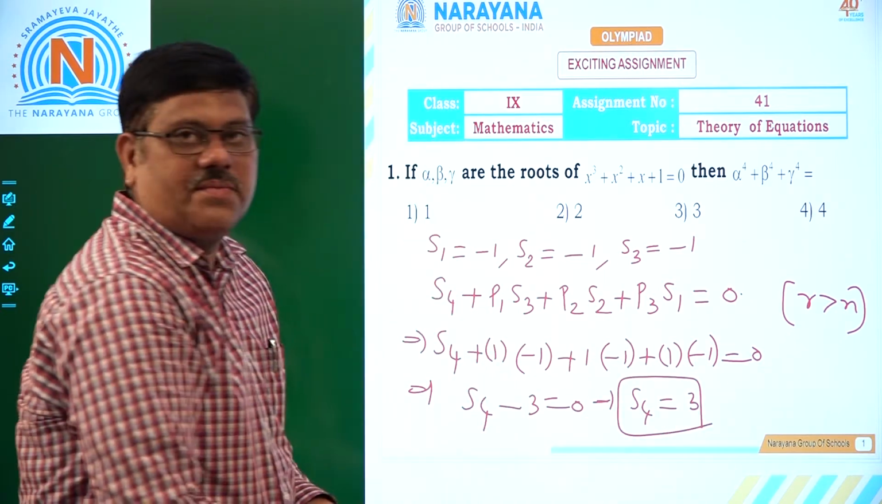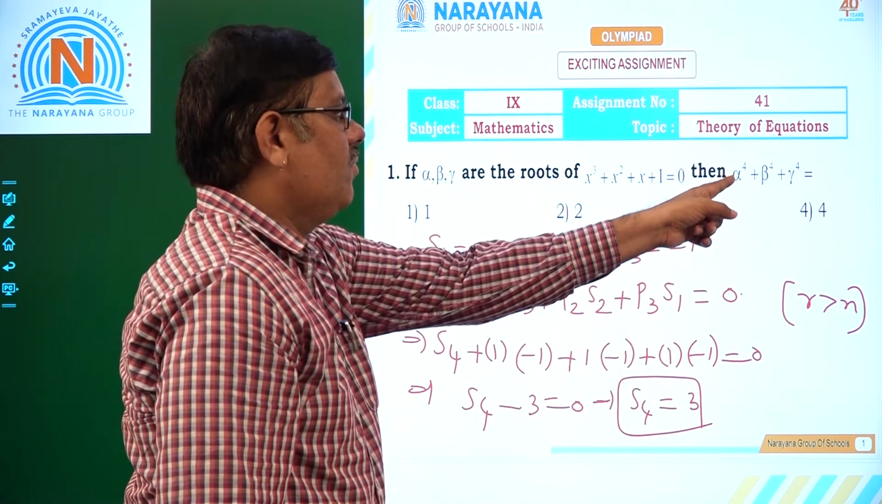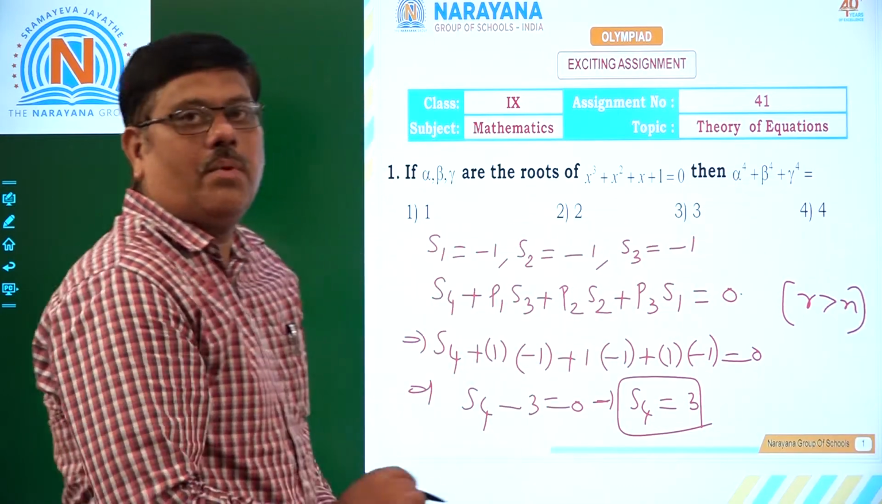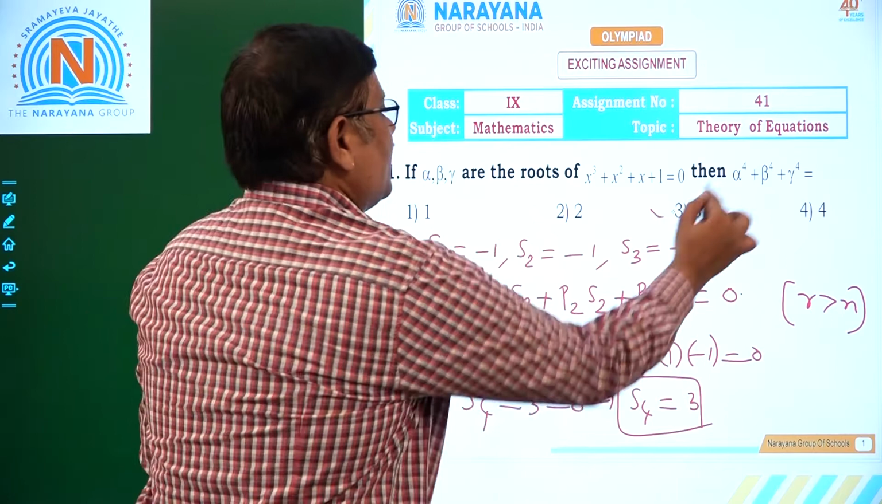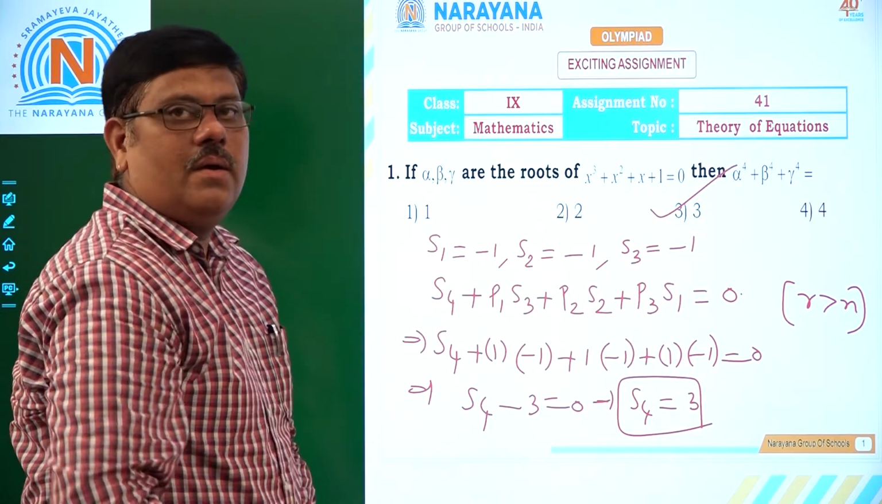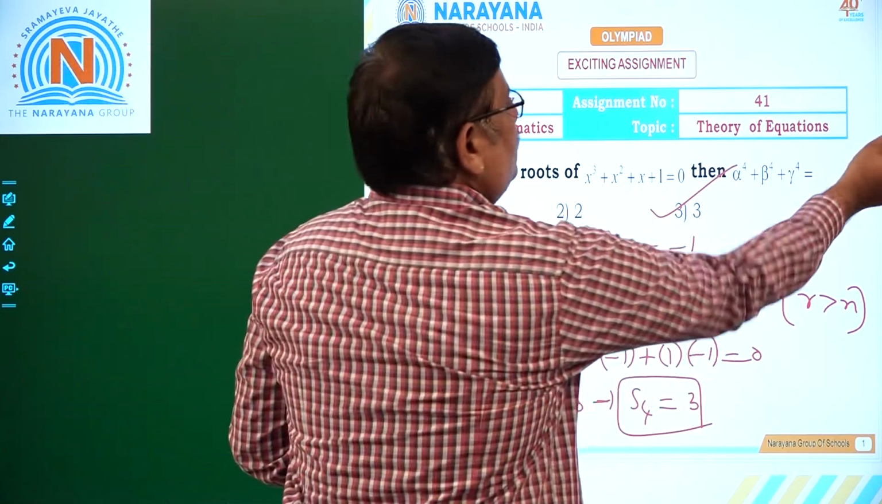The value of S4, what is S4? Alpha power 4 plus beta power 4 plus gamma power 4 is 3. That is nothing but the third option. Okay, now we'll move to the next question.